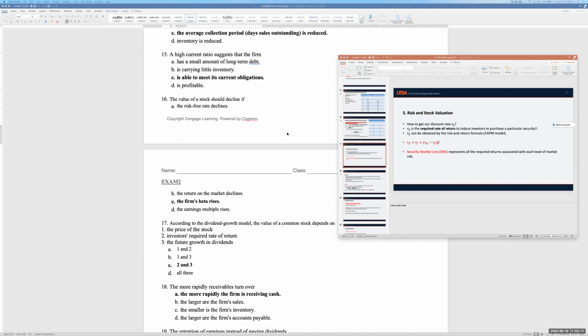B is the firm is carrying little inventory. The current ratio doesn't relate to inventory.